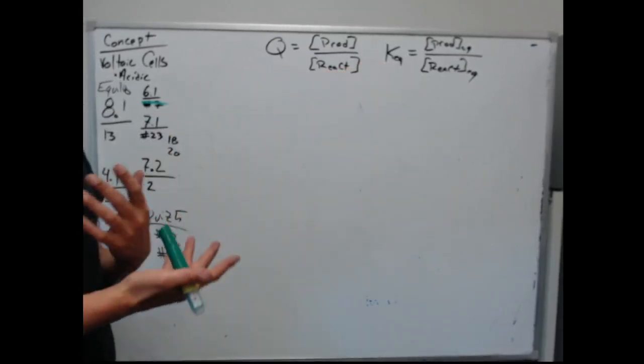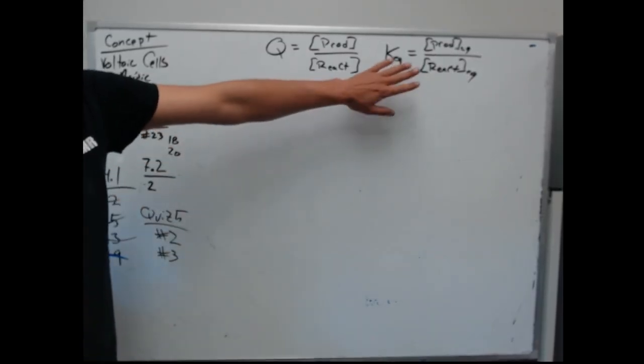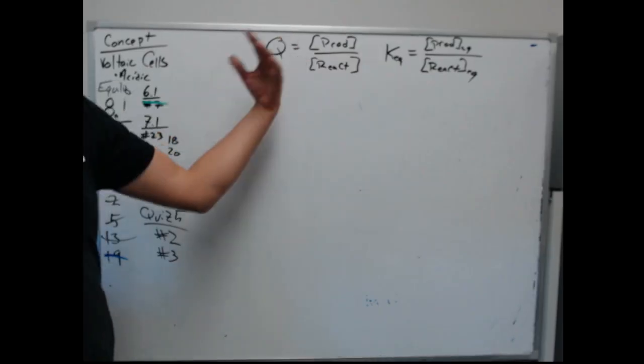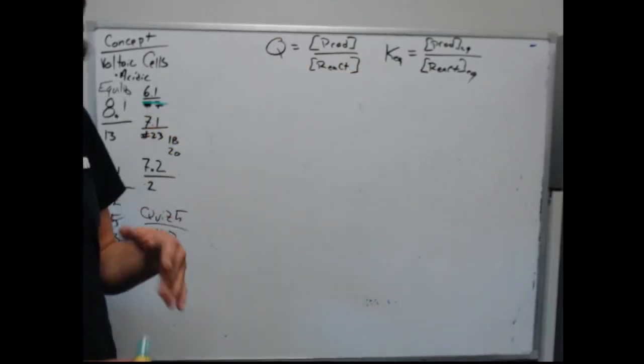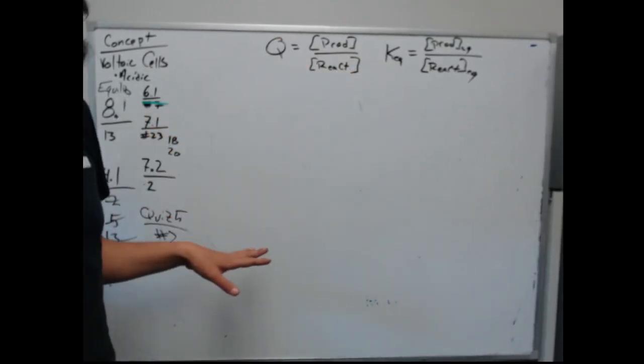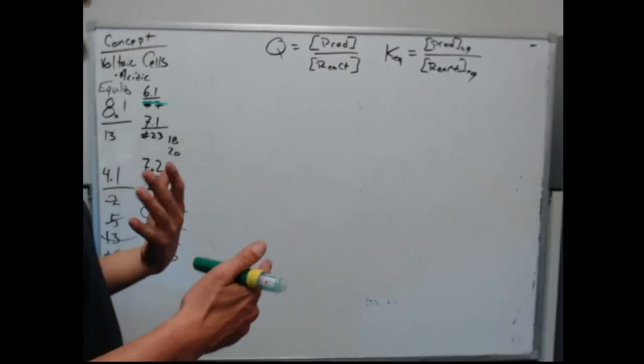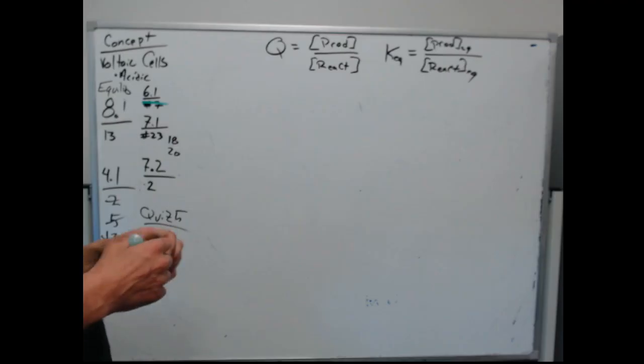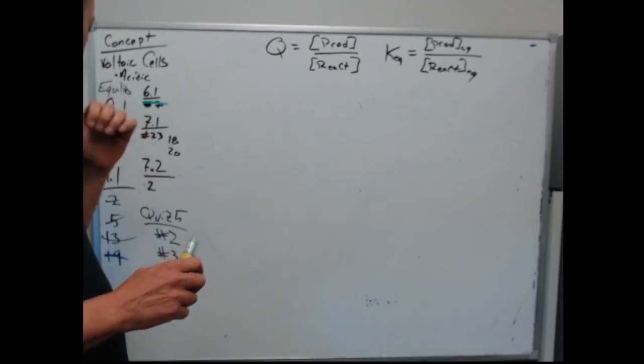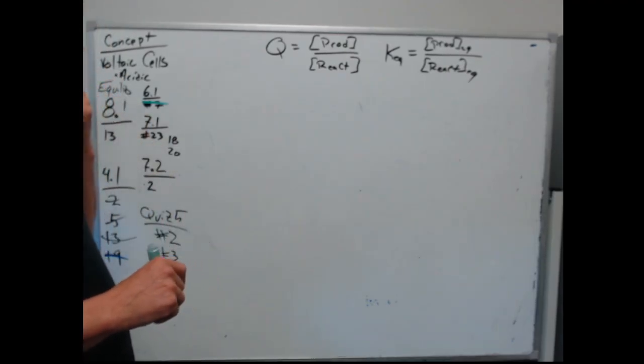This also brings back those ideas of product favored, reactant favored, towards products, towards reactants. We don't really talk about spontaneous or non-spontaneous anymore, but we still have those different ideas of product favored, reactant favored, towards products, towards reactants. And with that in mind, we can start to look at some of these.